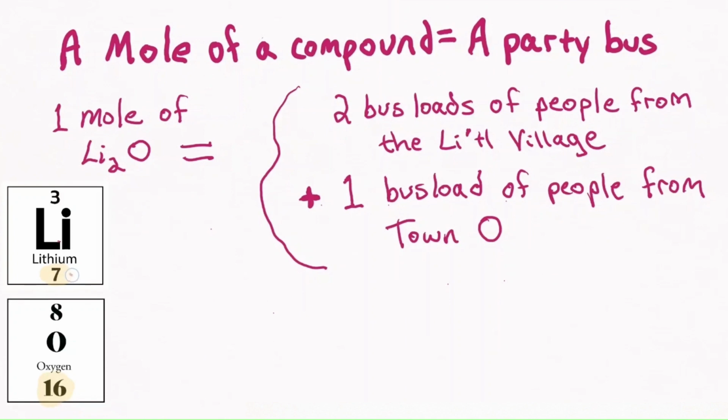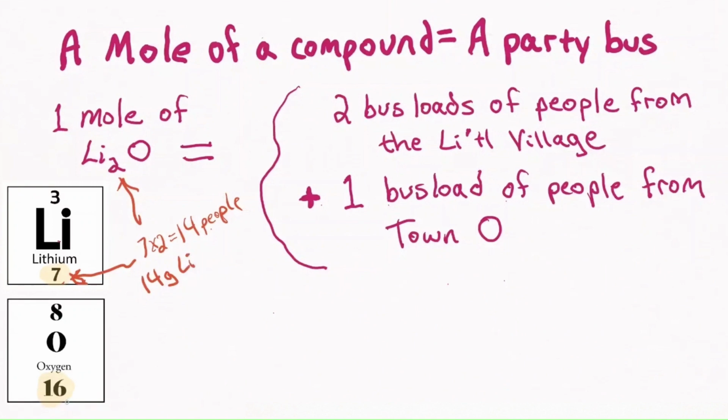So if we have 7 people per bus from lithium, and there's 2 buses from lithium, so 7 times 2 is 14 people. Now we're in chemistry, so let's talk science. Instead of people, we're talking grams. So this is going to be 14 grams of lithium.